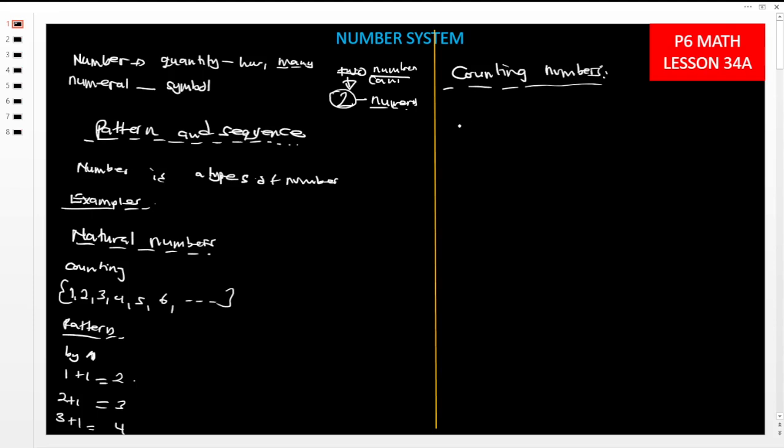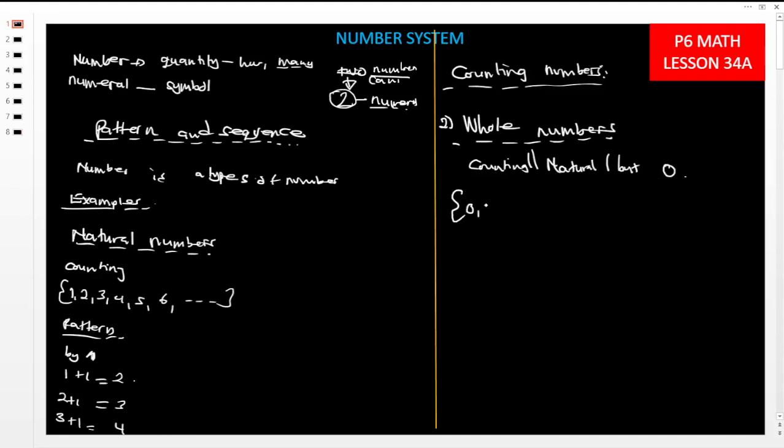Then we have another system, the system of what we call whole numbers. Whole numbers are numbers which we can also use in counting. They are similar to counting numbers, or natural numbers, but the difference is they start from 0. So whenever you see this set 0, 1, 2, 3, 4, you just get to know that these are whole numbers. The whole 0, then the whole 1. Those are the whole numbers.